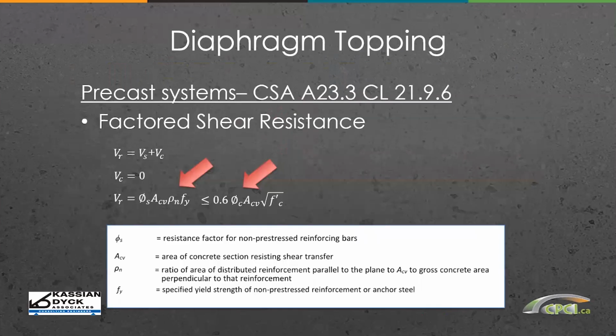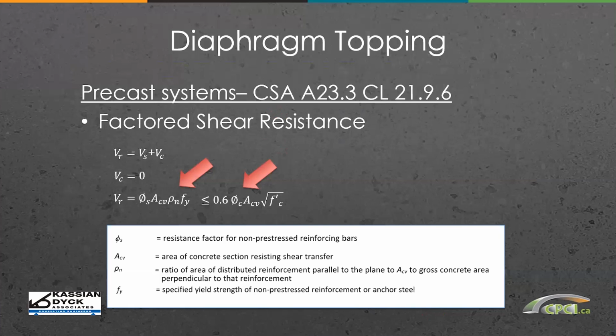So when you look at the shear resistance equations in CSA A23.3, Clause 21.9.6, for that type of situation under the shear resistance, you see that there's no concrete contribution. It is basically based on the reinforcing or the shear friction across that joint, and you have a maximum permitted shear of 0.6 square root f'c as shown in this equation. So basically the capacity in that topping is based on the reinforcement only. There's no concrete contribution. So that philosophy would apply to a normal thickness concrete topping.